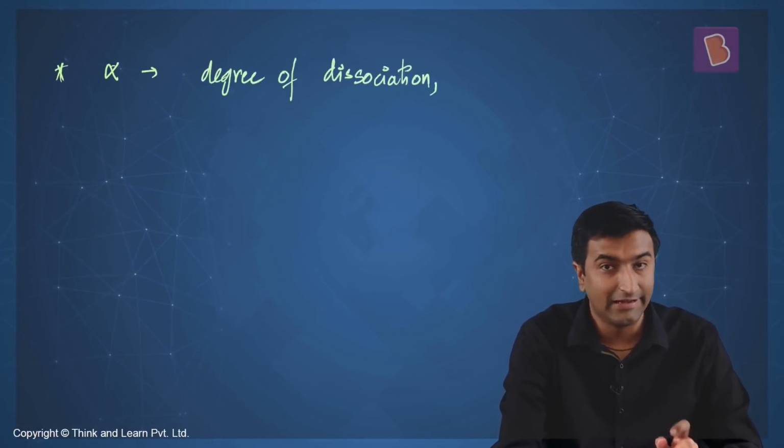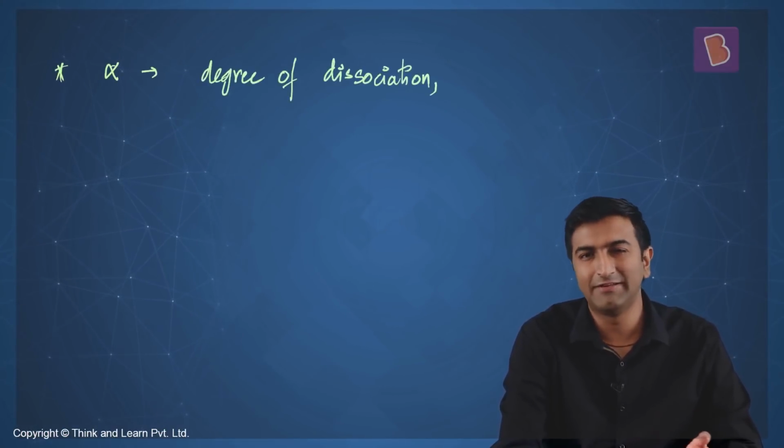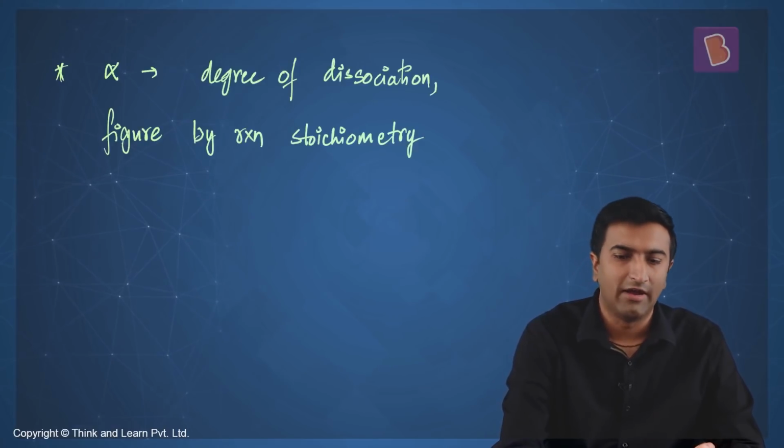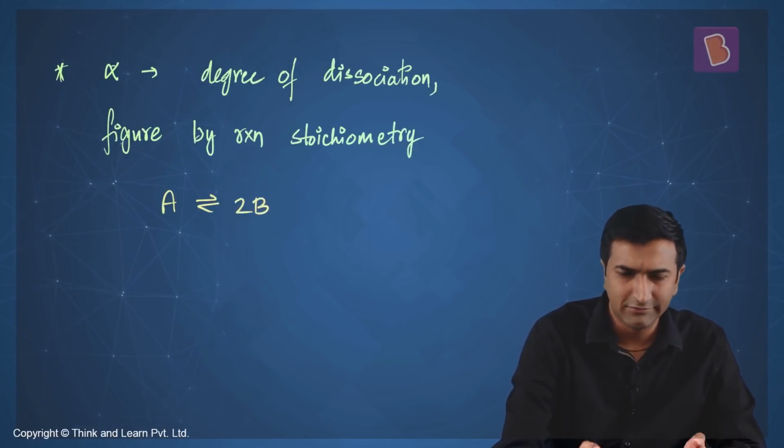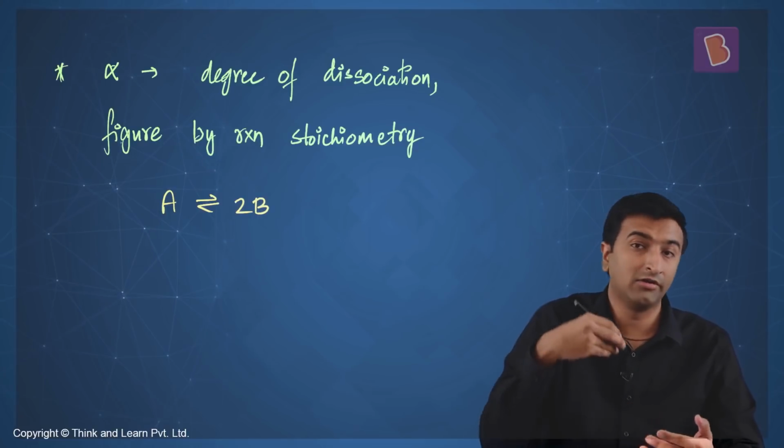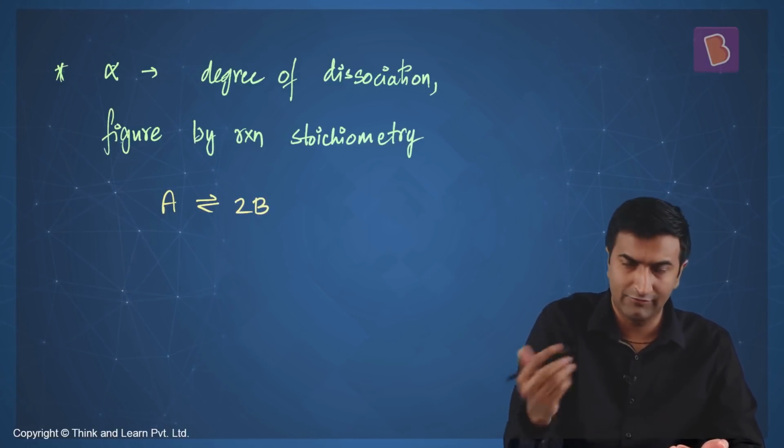Alpha, the next idea, is the degree of dissociation. And you need to figure this out by reaction stoichiometry. There's no way around it. I'm just going to give you a simple expression, but this is just to tell you how things are done. Depending on the particular reaction that you're looking at in the question, you'll have to figure this out.